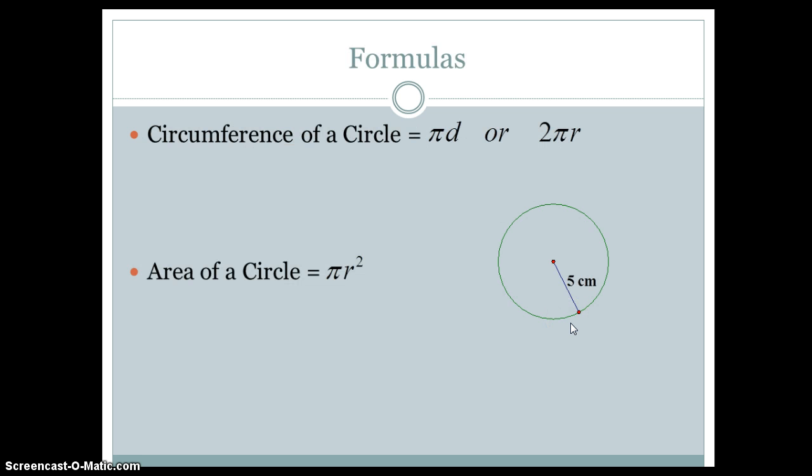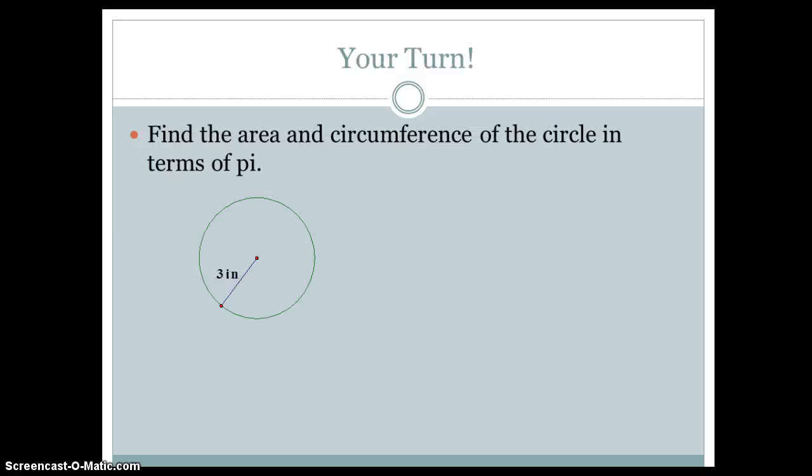A couple other things we need to be aware of. The circumference of a circle, and I know we've talked about this many times, but just a reminder, is pi times diameter, or 2 pi r. And the area of a circle is pi r squared. So let's look at our example here. Circumference of our given circle is 2 times pi times the radius, or 2 times pi times 5, which is 10 pi. We leave things in terms of pi because it gives us a more exact answer, just like when we use radicals. Our area is pi r squared, or pi times 5 squared, which is 25 pi.